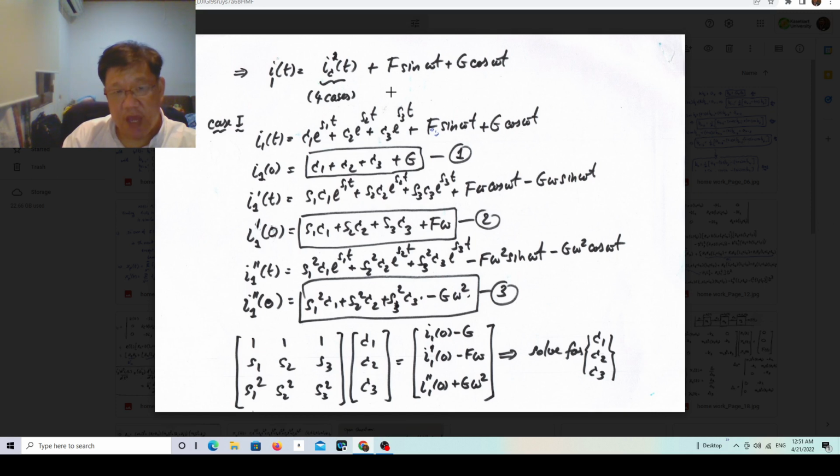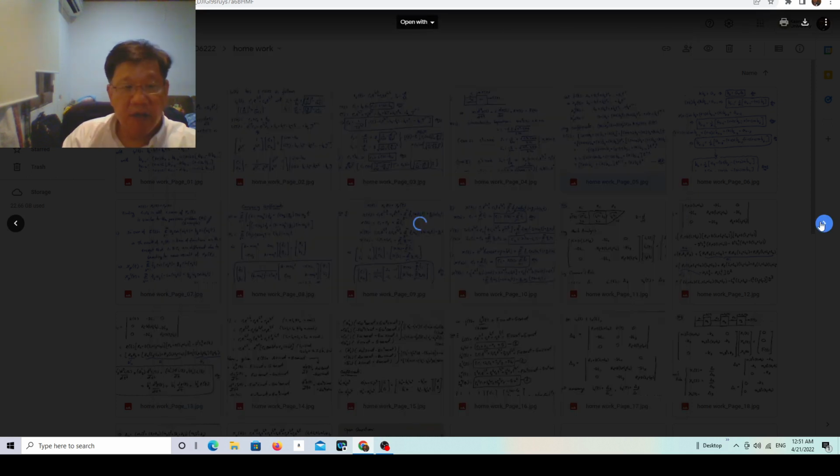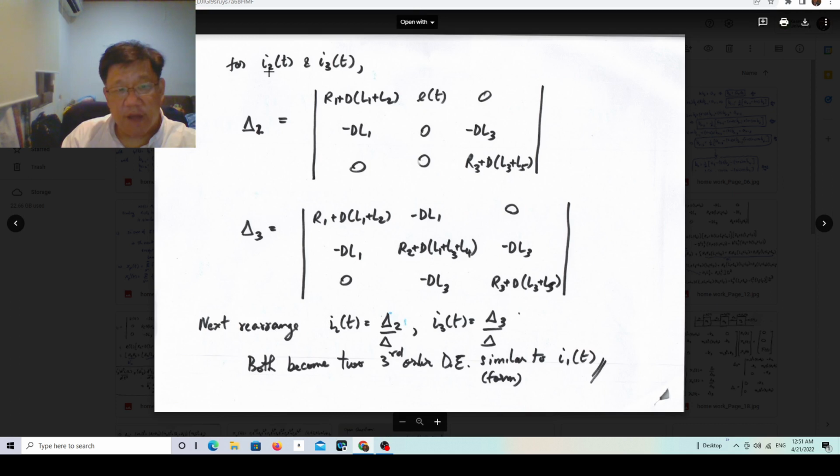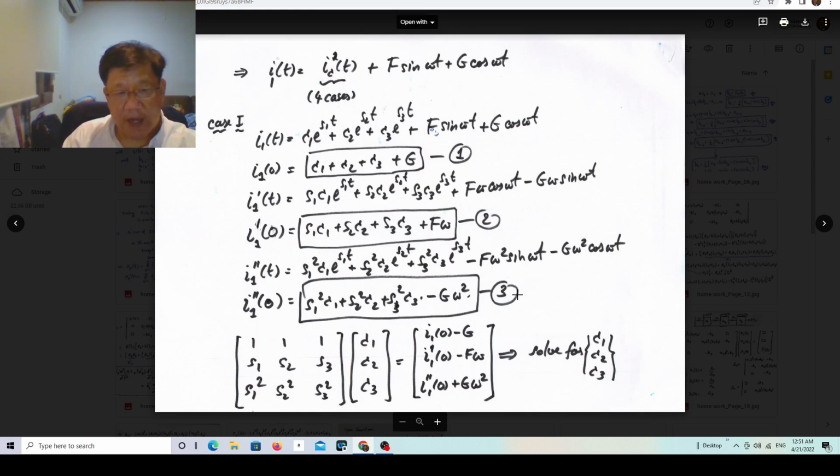For the first case, for the three distinct roots s sub 1, s sub 2, s sub 3, you end up needing to solve this equation to get c sub 1, c sub 2, c sub 3. And then for I sub 2 and I sub 3, I give you that: you need to find delta 2 and delta 3 and put it in this form, and then both become another third order differential equation similar to I sub 1 of t, and then you can do a similar analysis.